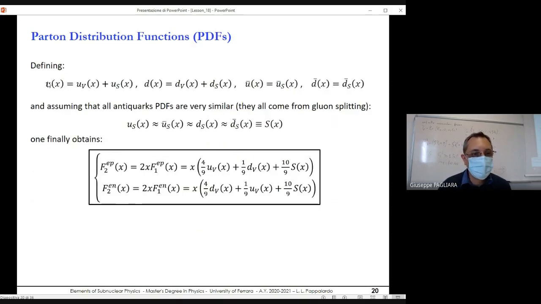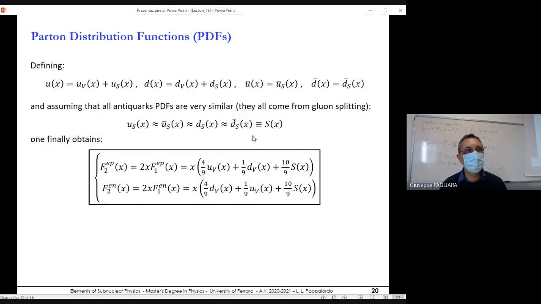Now, let me remind you that we can split any quark flavor into a valence contribution and a sea-quark contribution. So the valence are those that contribute to the quantum numbers of the proton, and the sea are those that are coming from the gluon splittings. So we can split u as uV plus uS, the d PDF as dV plus dS, etc., and also for the strange quarks. Now one can assume that all the anti-quark and sea-quark parton distribution functions are the same in first approximation, since they all come from the gluon splitting.